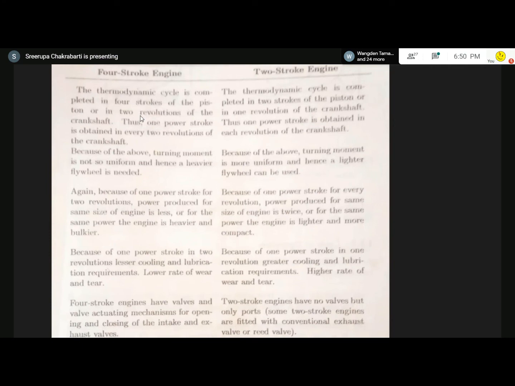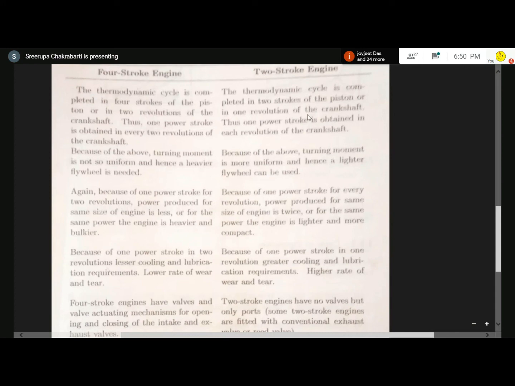In a 2-stroke engine, the thermodynamic cycle is completed in 2 strokes, 2 journeys of the piston, or in 1 revolution of the crankshaft. Thus, 1 power stroke is obtained in each revolution of the crankshaft. Now, this is important. Apparently, it means that there is only one power stroke in 2 revolutions for the 4-stroke engine, whereas one power stroke in one revolution of the two-stroke engines.